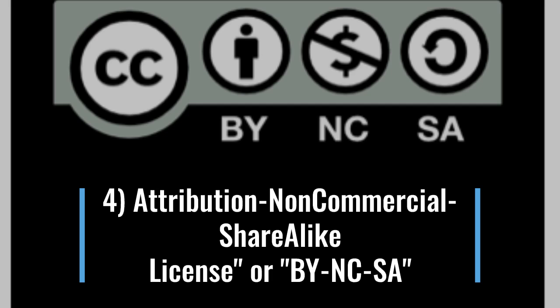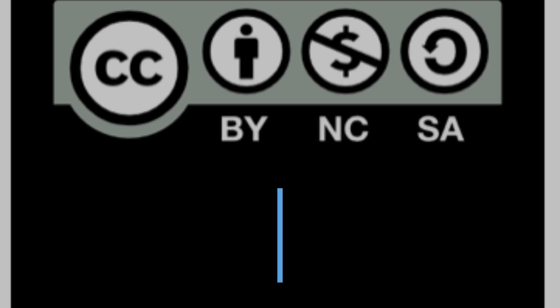License 4. Attribution Non-Commercial Share Alike or BY-NC-SA again allows for non-commercial use as previously defined in the legal code by Creative Commons, but in this instance the reuser must be willing to share their work under the same license.